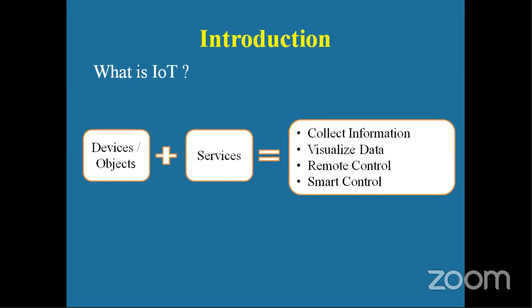So what is an IoT? There are a lot of definitions on the internet. You must have seen that IoT is Internet of Things, something which you can control across the internet. You can control your television, your microwave ovens, your washing machines. A lot of definitions are there.